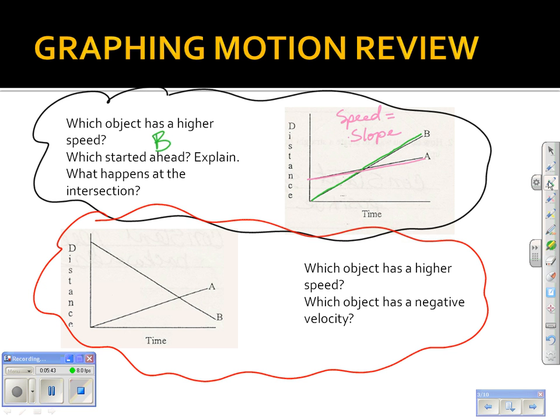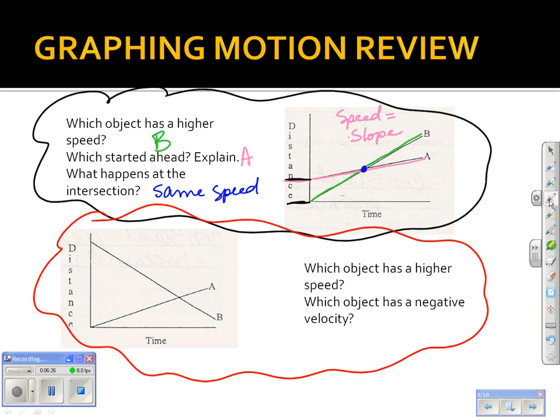Which one started ahead? Now, this one actually is an interesting question because the one that started ahead is A. The reason it started ahead is because look at where its distance started. B started way down here, where A started up here on the distance. So A started ahead in this race, but it didn't finish first because B was going at a faster speed. What happens at the intersection? So I want to know what happens right here. Well, believe it or not, if I calculated distance divided by time, at that exact moment, they would both have the same speed.